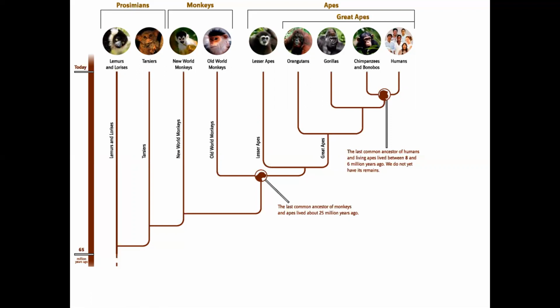Okay, we don't have its remains. We can just see from the other fossils that this is where they diverged, or approximately where they diverged, about 8 to 6 million years ago, where the hominids diverged from the other great apes. In particular, chimpanzees and bonobos. They're our closest relatives regarding great apes.